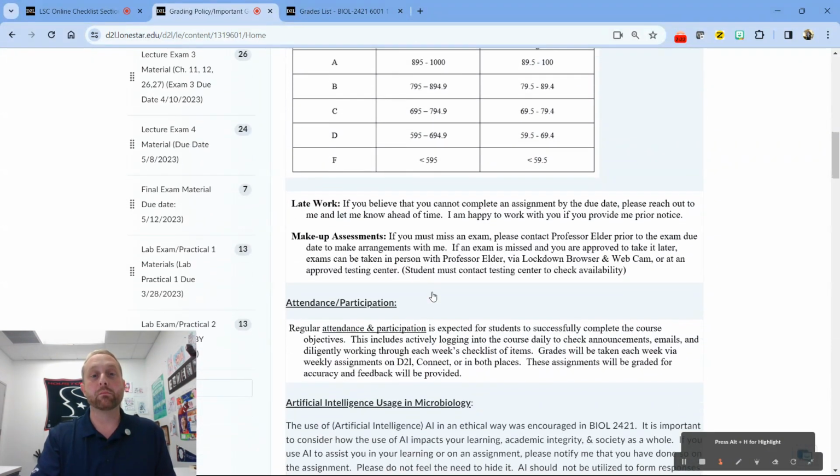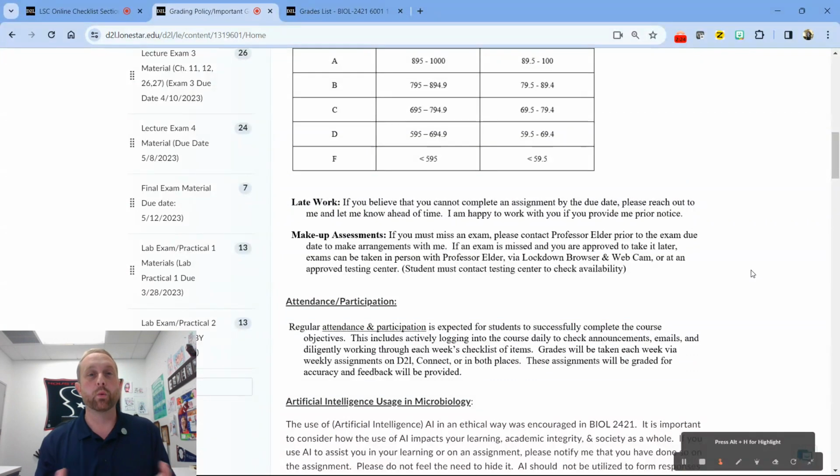And then down below that, I have information about how late work will be treated, both in terms of a general assignment and also an assessment if they needed to make up an assessment, making sure that I include what that would look like, that it needs to be approved through me, also the different ways that they might be able to take that assessment if it were to be approved, how they could take that, where they could go, or where they'd be able to take that. So that hits on those first few things.